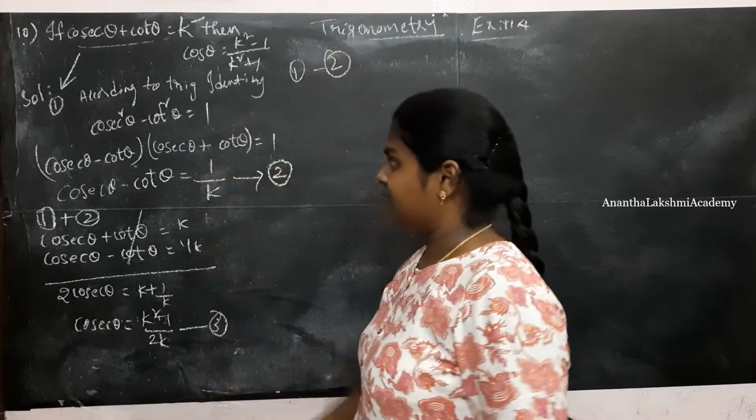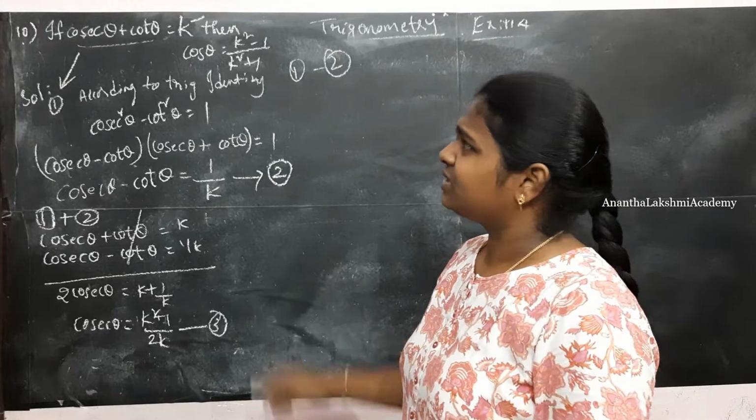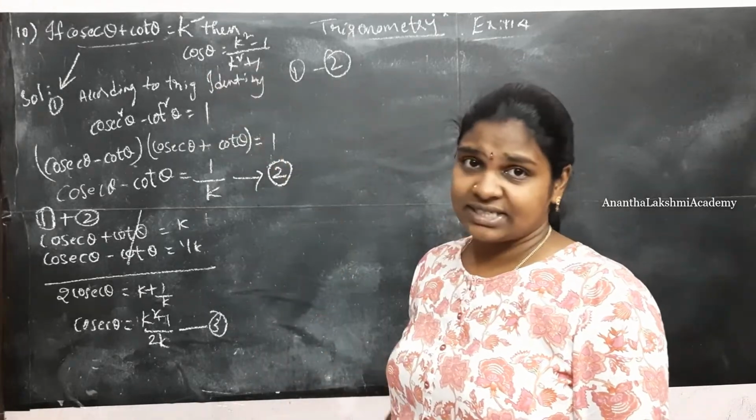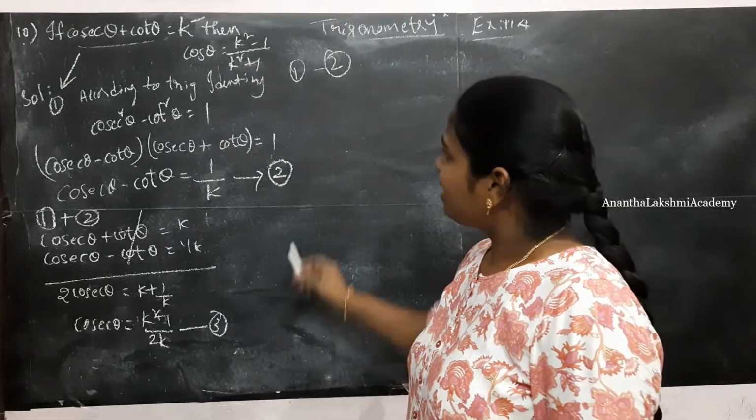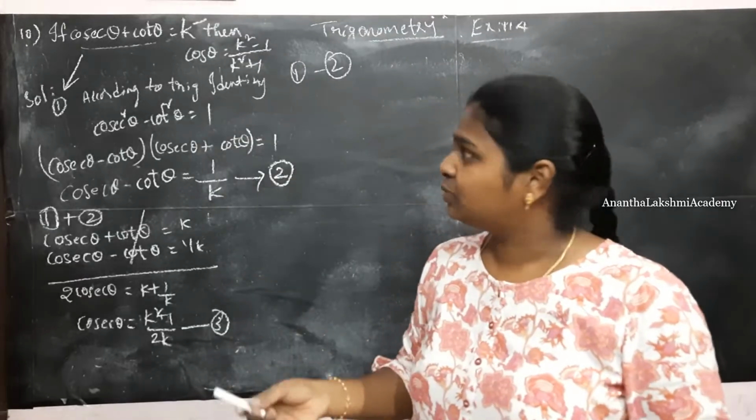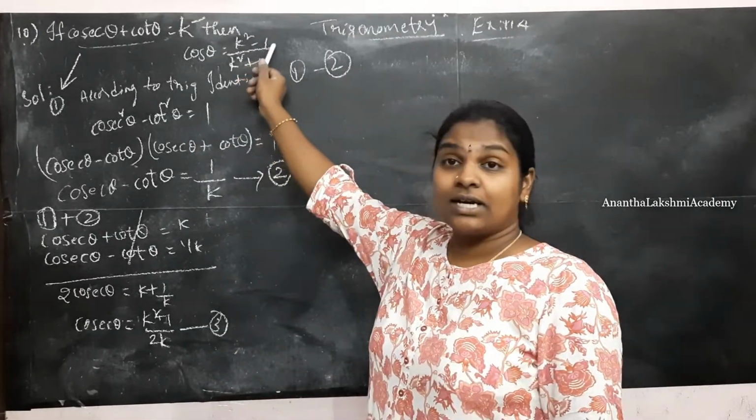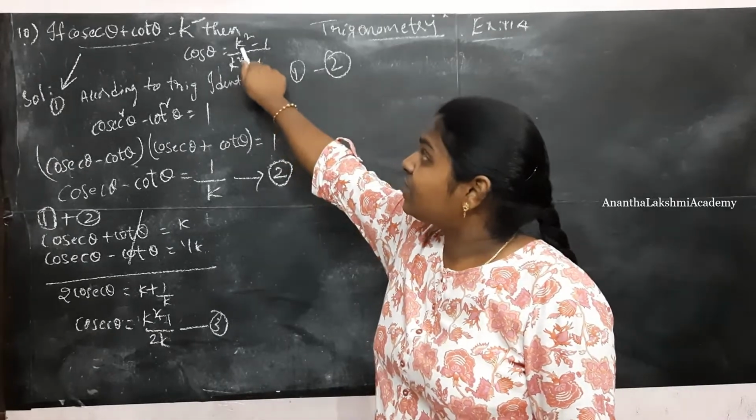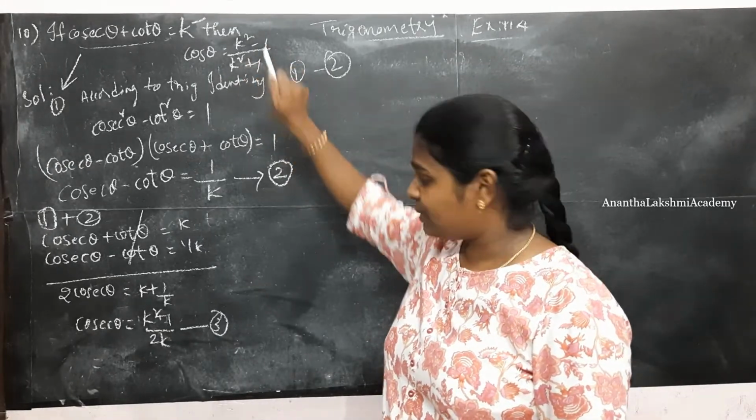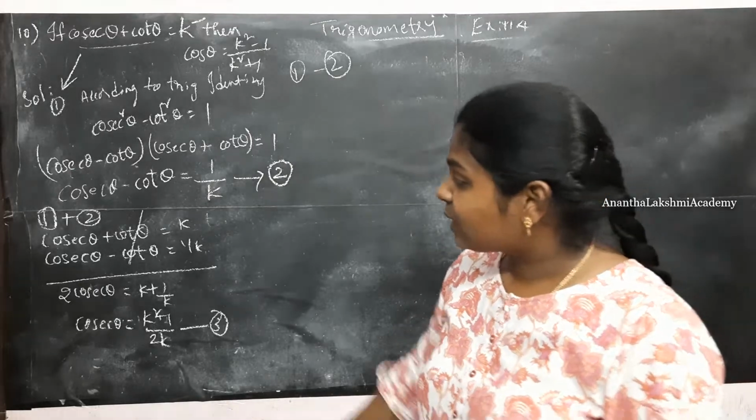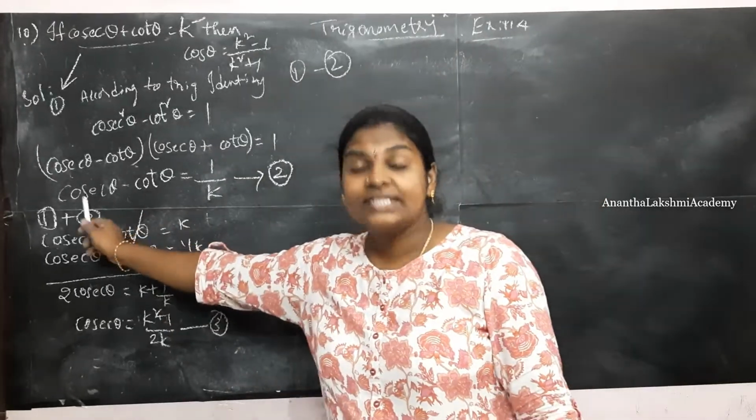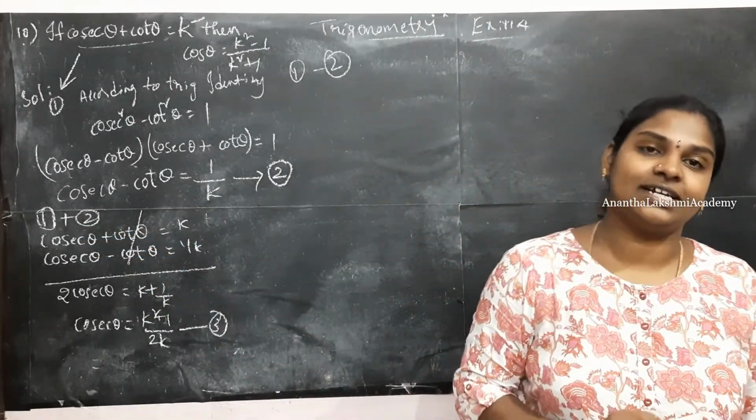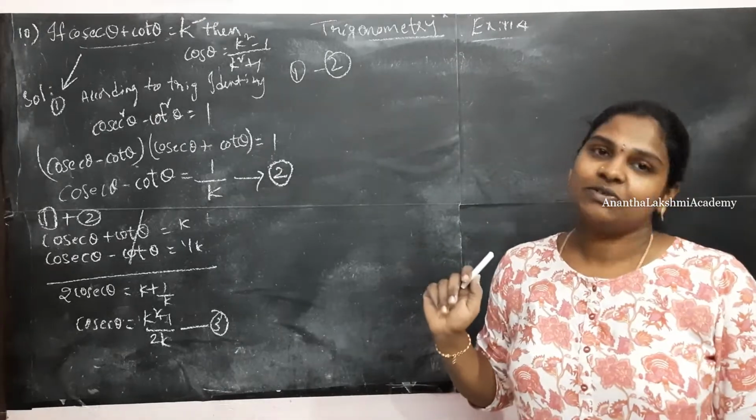Now the question comes up. What are we trying to do? We got cosecant theta plus cot theta is equal to k. Why are we doing 1 plus 2 and 1 minus 2? Because look at the RHS of what we are supposed to prove. It is in the form of k square minus 1 and k square plus 1. When will you get k square minus 1? When you do the subtraction between the first and second equation. That is the reason we are doing 1 minus 2.